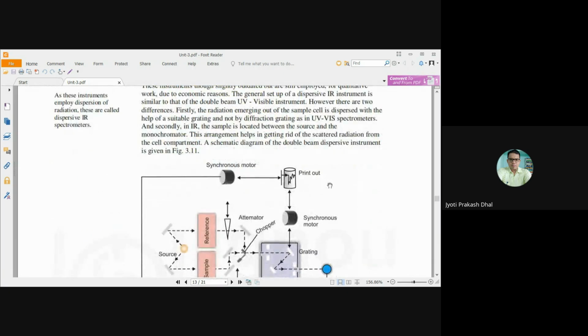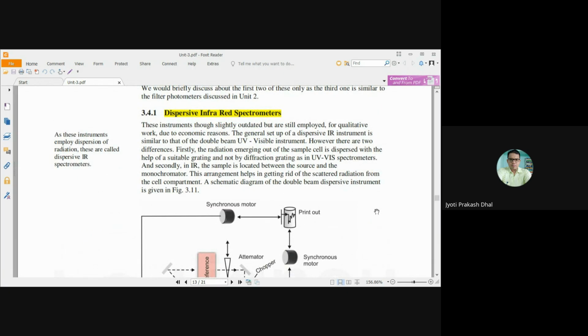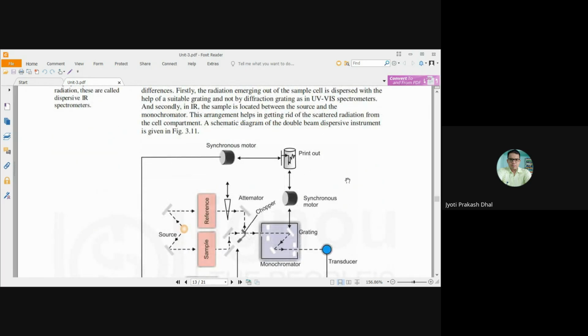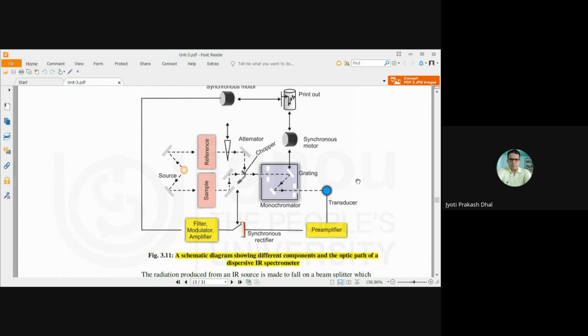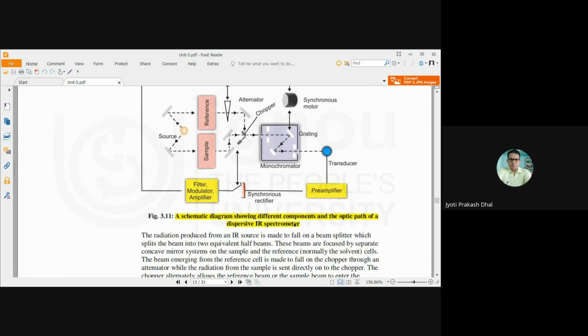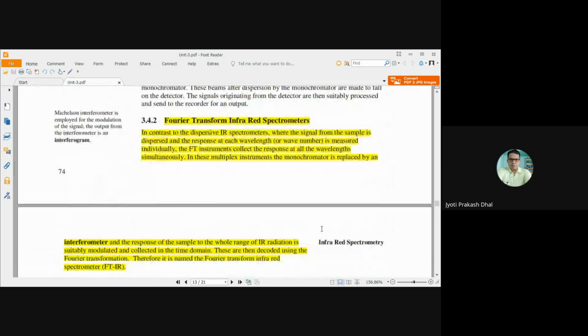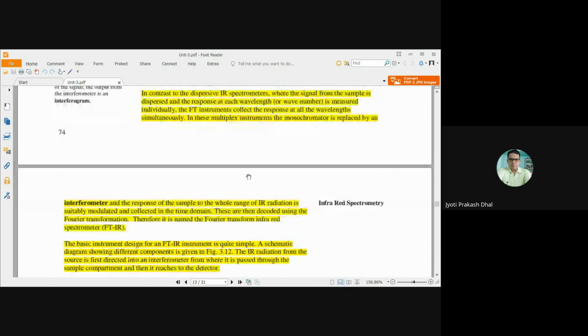First we'll discuss what a dispersive IR spectrometer is. These instruments are roughly outdated now, so this instrument is not employed nowadays. This is the schematic diagram showing the different components and the optic path of a dispersive IR spectrometer. Now coming to the FTIR, that's called Fourier transform infrared spectrometer.